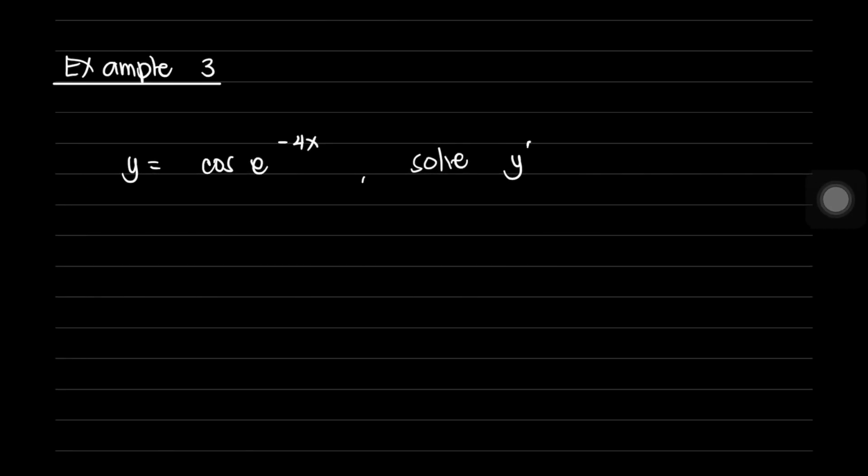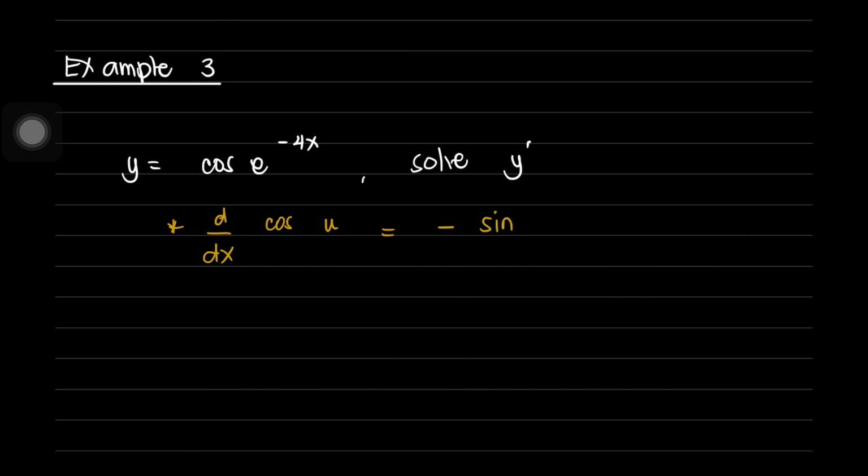Let's have another example here. We are given y equals cosine of e raised to negative 4x, and we're going to solve for y prime. If we inspect the given function, this is in the form of cosine of u, and the derivative with respect to x of cosine of u gives us negative sine u du over dx. And since our u in here is e raised to negative 4x, we're also going to use the formula for the derivative with respect to x of e raised to u, which is equal to e raised to u du over dx.